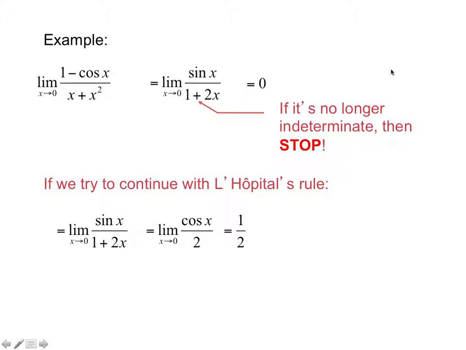So we definitely need to stop whenever we get a determinate form. If we lose that 0 over 0 or infinity over infinity, we stop. We can evaluate at that point.